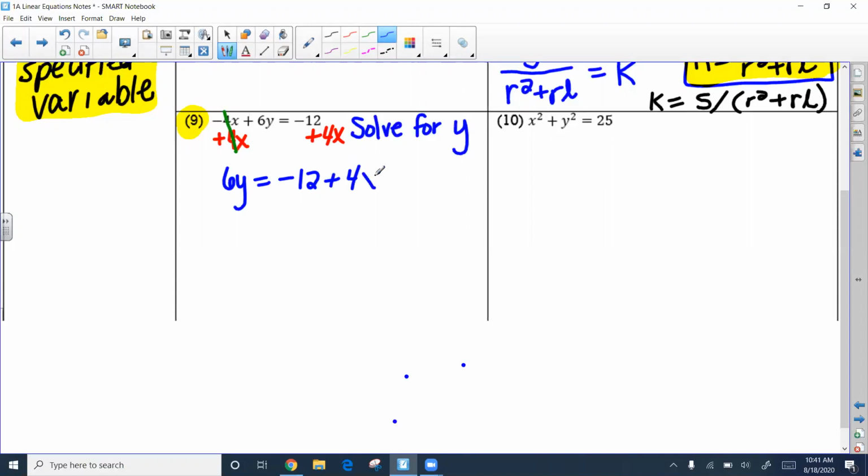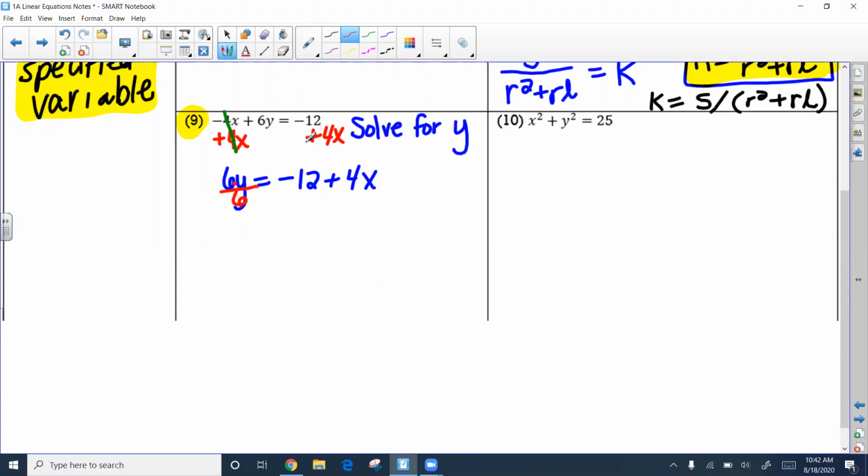Like this, negative 12 plus 4x. Or you can also write it 4x minus 12. It doesn't matter which order you write those in. Okay, and then I am still needing to get rid of this 6 that's in front of the y. So to get rid of the 6, this is 6 multiplied by y, I would need to divide by 6.